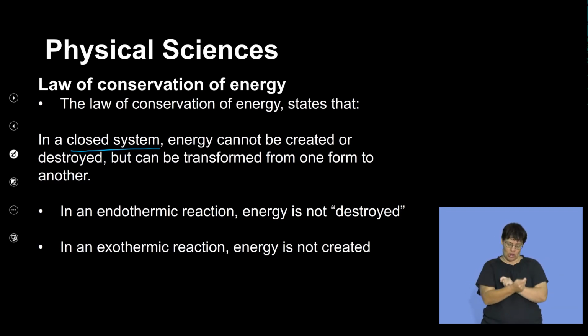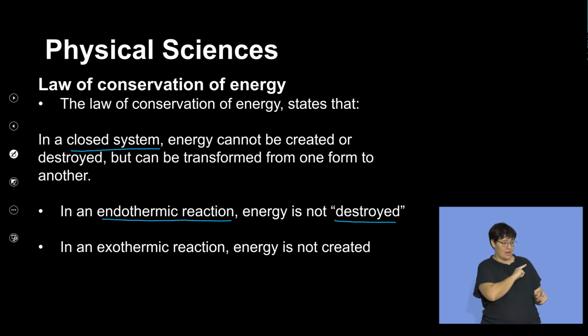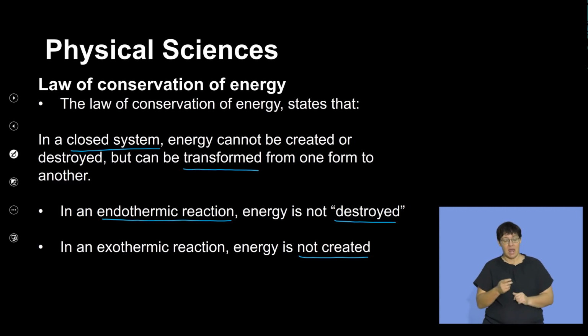So there are two broad categories of types of reaction. We've got an endothermic reaction in which the net energy is actually absorbed. More energy is absorbed. So energy is not destroyed when bonds are broken in a chemical reaction. And also in an exothermic reaction, which actually releases energy, we do not create energy. But the key word is energy conversion or energy transformation.